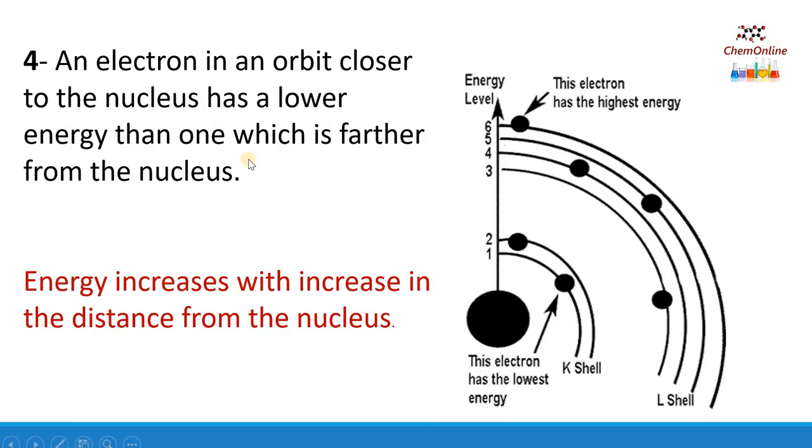Now the next postulate is, an electron in an orbit closer to the nucleus has a lower energy than one which is farther from the nucleus. In this image, we can see that the electron closest to the nucleus has the lowest energy, and as the distance from the nucleus increases, the energy of the electrons also increases. The electrons in the outermost orbit or outermost shell will have the highest energy.